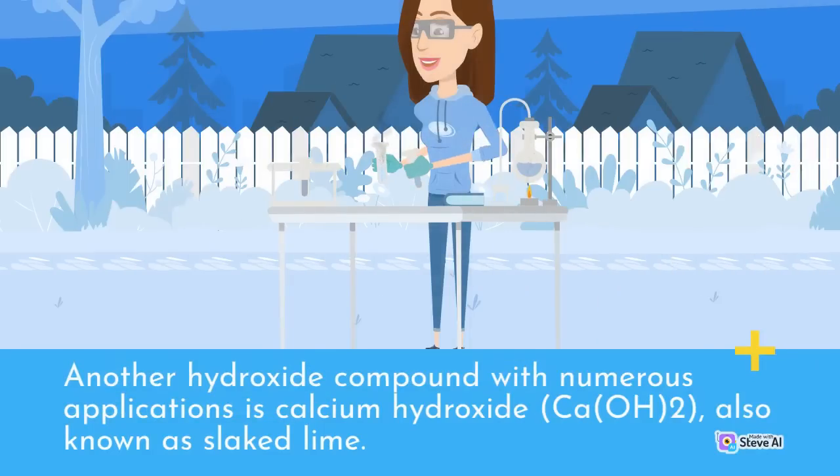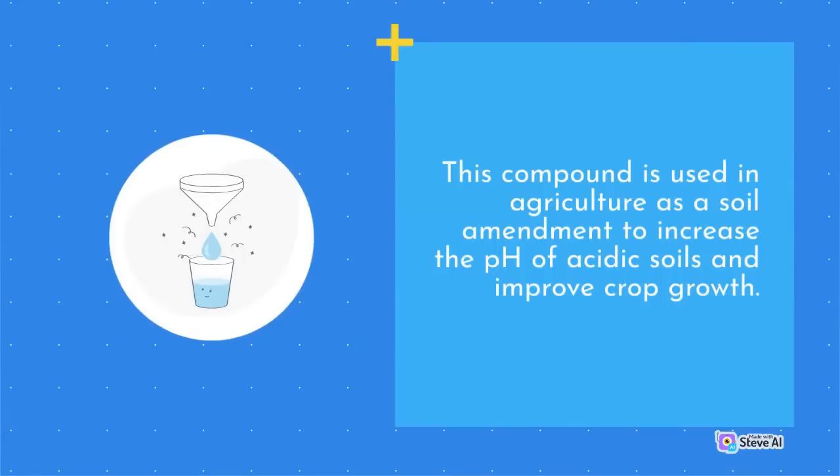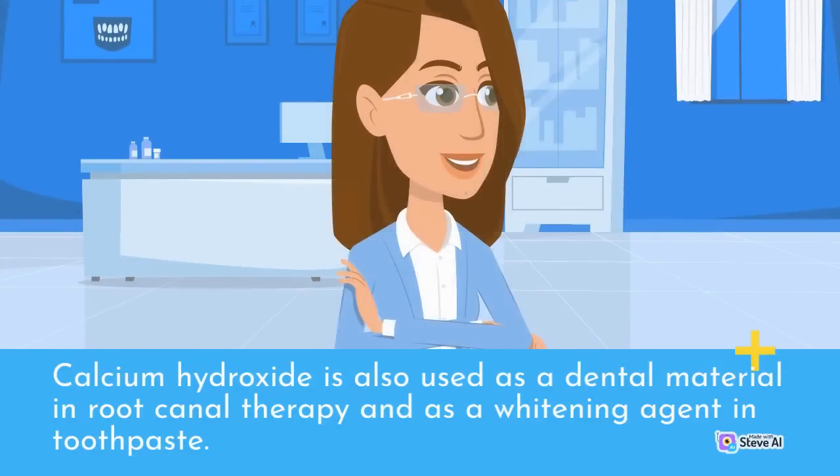Another hydroxide compound with numerous applications is calcium hydroxide, Ca(OH)2, also known as slaked lime. This compound is used in agriculture as a soil amendment to increase the pH of acidic soils and improve crop growth. Calcium hydroxide is also used as a dental material in root canal therapy and as a whitening agent in toothpaste.